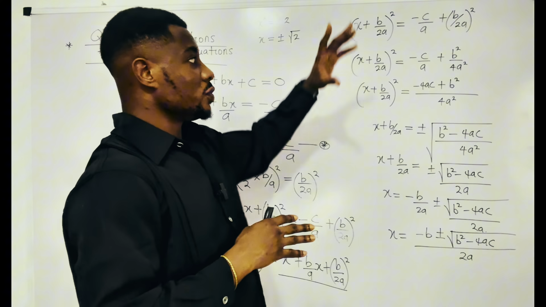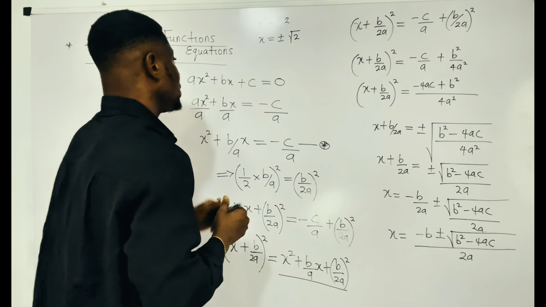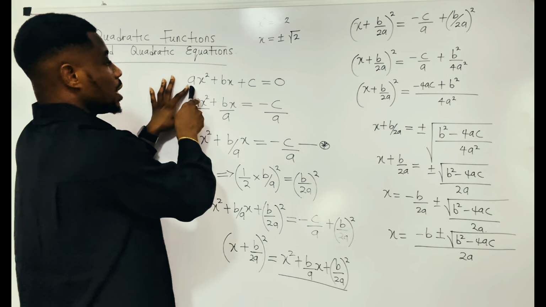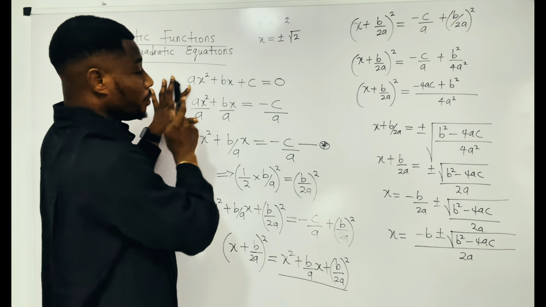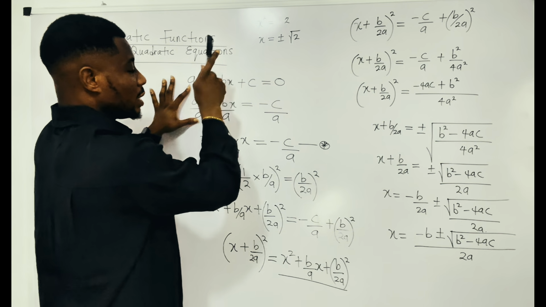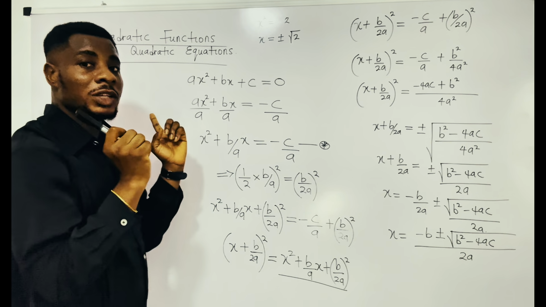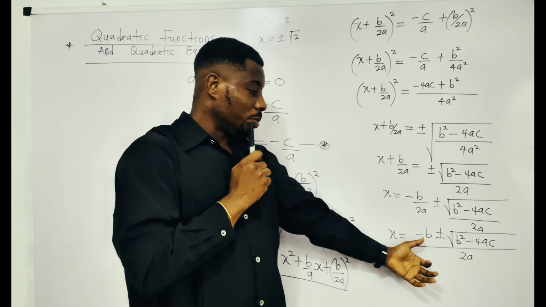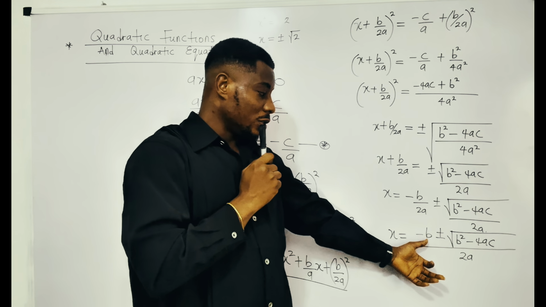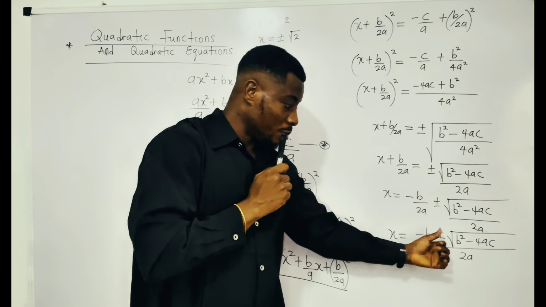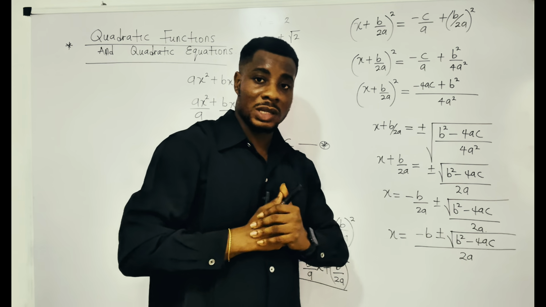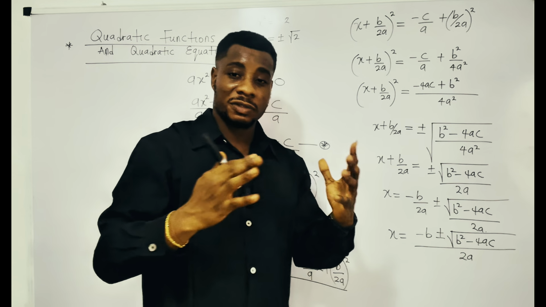Now if you want to solve any quadratic equation of this type, where a is the coefficient of x squared, b is the coefficient of x, and c is the constant value, you could simply apply this formula, placing your a where you see a, your b where you see b, and your c where you see c. When you do that, you're going to find the value of x.